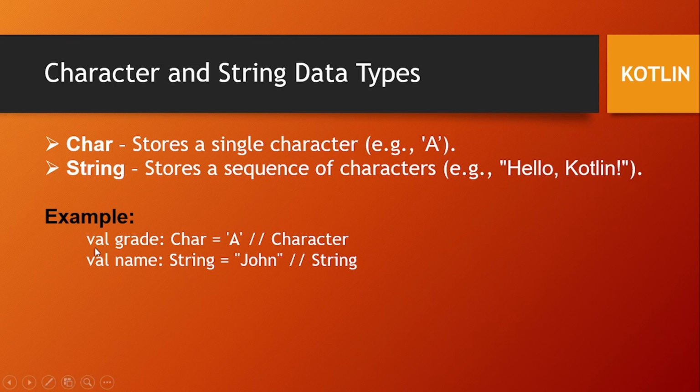The example for char is: grade is the name of the variable, Char is the type of data, and the value is 'A'. Only A will be stored inside grade. For the string example, we have name as a variable, String as its type, and the value will be John, the name of someone.